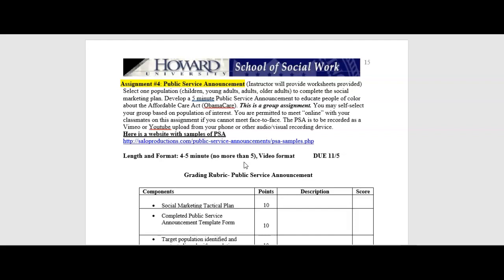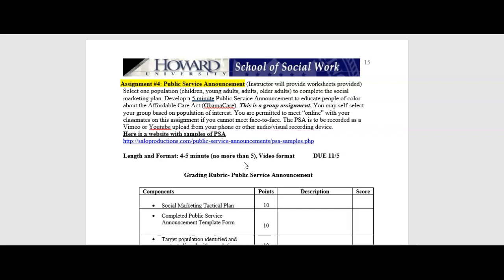You may self-select your group based on population of interest, meaning children, young adults, or older adults. You are permitted to meet online with your classmate on this assignment if you cannot meet face to face. The PSA is to be recorded as a video from your phone or other audio visual recording device.